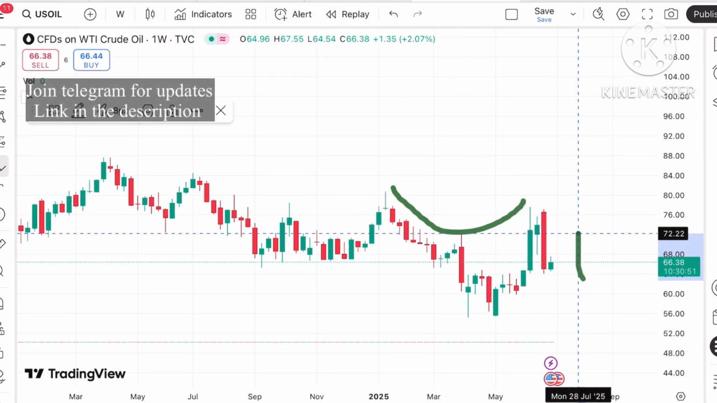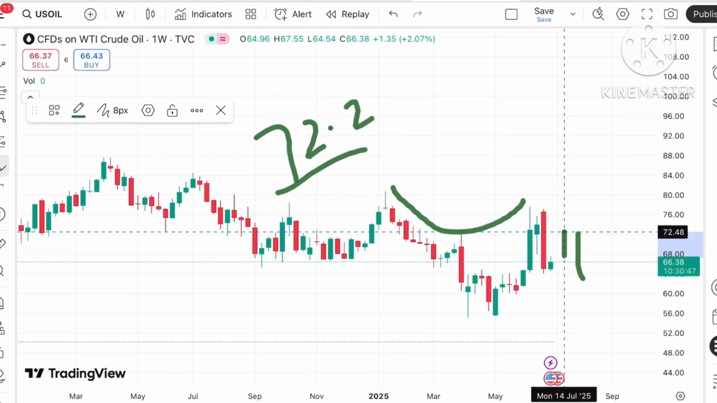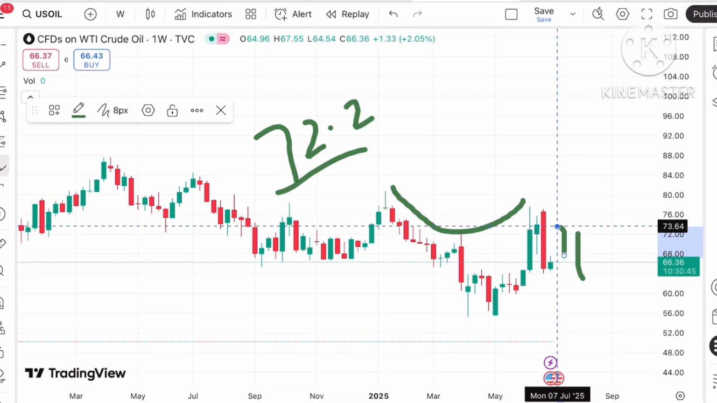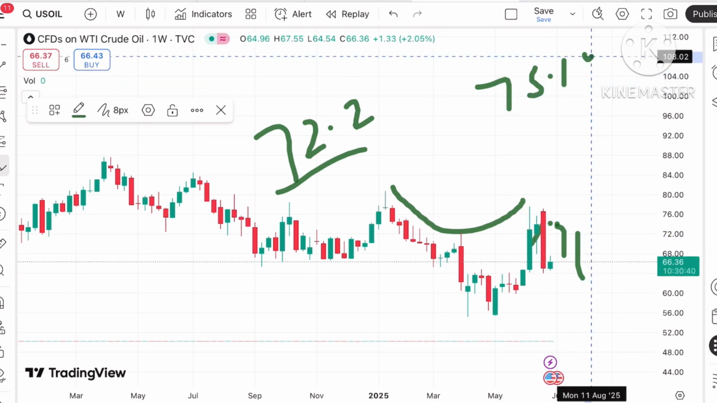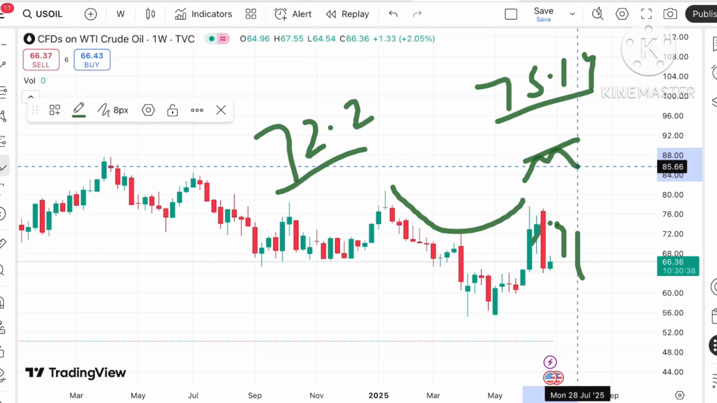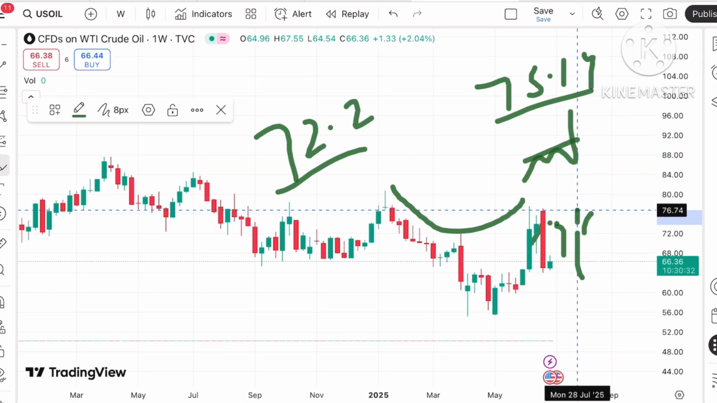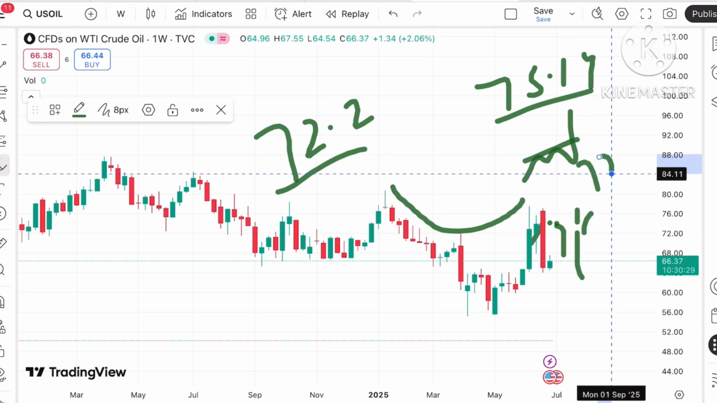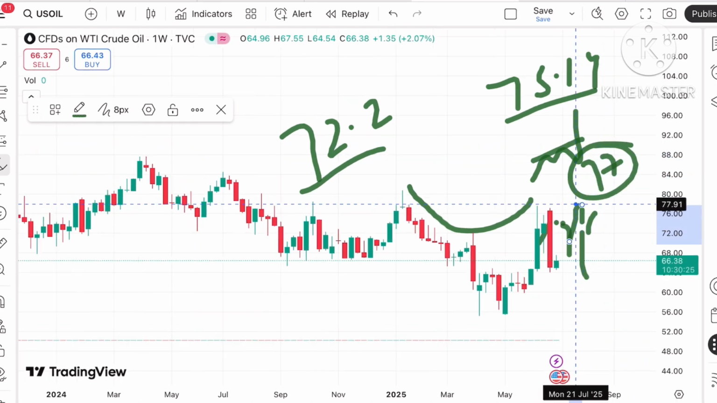If the price sustains above a level of $72.2, there is a chance that it can go further upside, and from there it can touch 73.64. Then a probability of crossing 75.19 is there. 75.19 is already tested, so the price can rise further high towards a level of 76, and from there a further upside can be seen towards 77, and then a further upside can be there. This is the first thing.